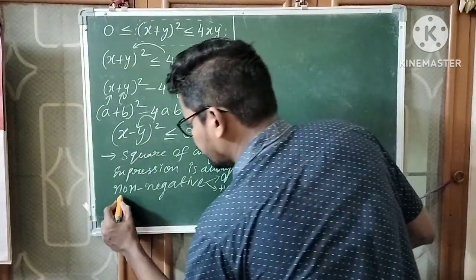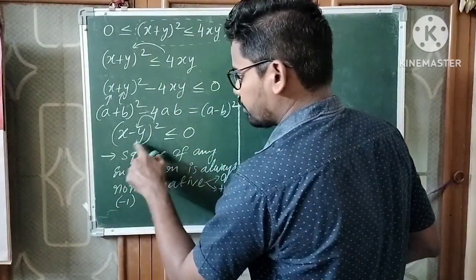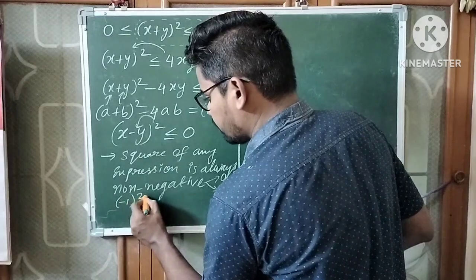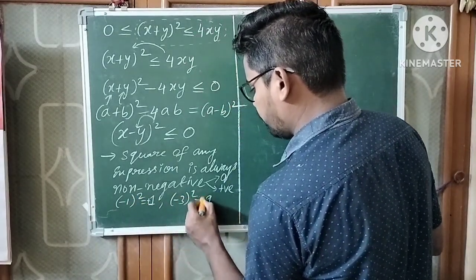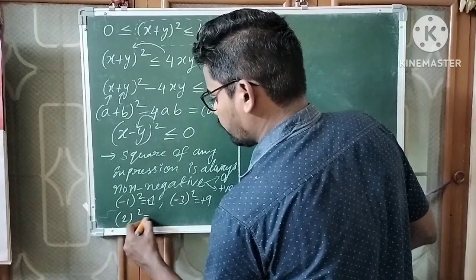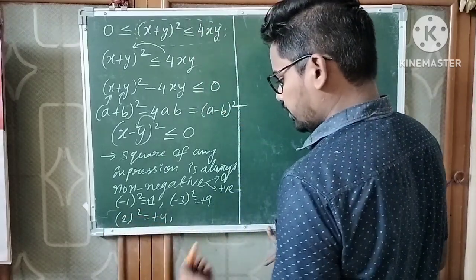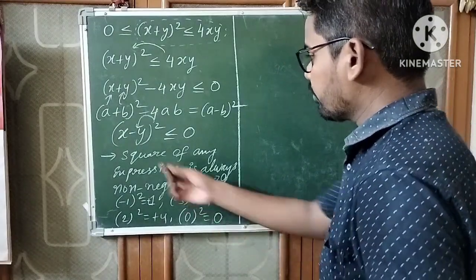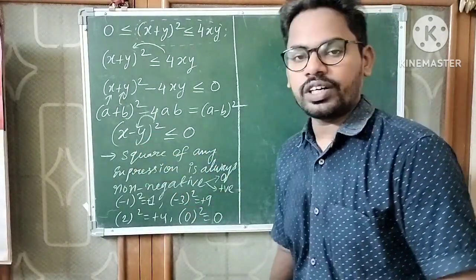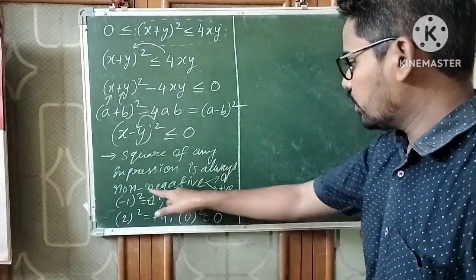So for example, let us consider -1. Suppose x minus y is equal to -1. (-1) whole square is plus 1, positive. Suppose (-3) whole square is plus 9, positive, or 2 square is positive, 4. Okay? Similarly, for example, 0 square is 0. That's why the square of any expression or quantity is always non-negative.